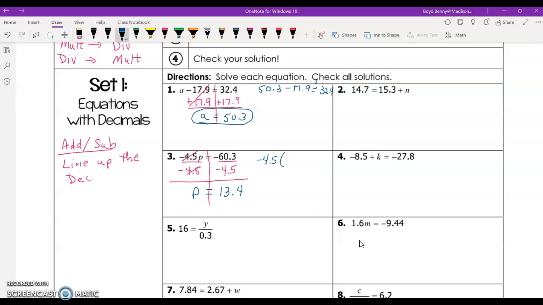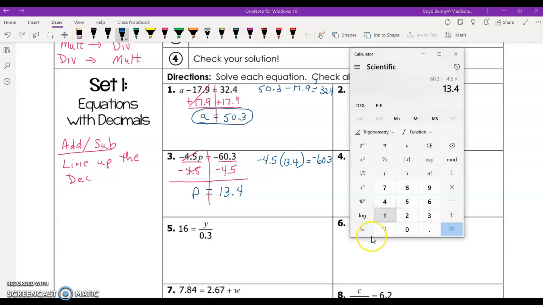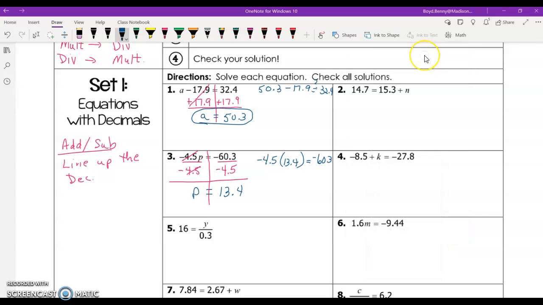Negative 4.5 times 13.4. And let's see, does that give us negative 60.3? Well, I can see a negative times a positive equals a negative, so that part looks okay. Let's check out the 4.5 times 13.4, and that is negative 60.3, so we have done the correct work.